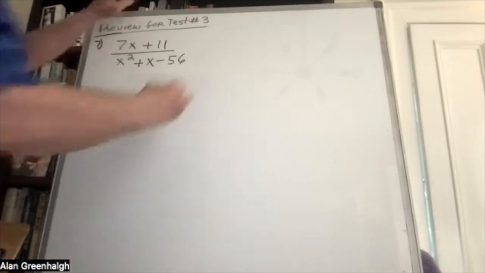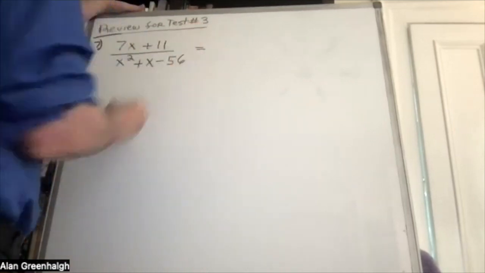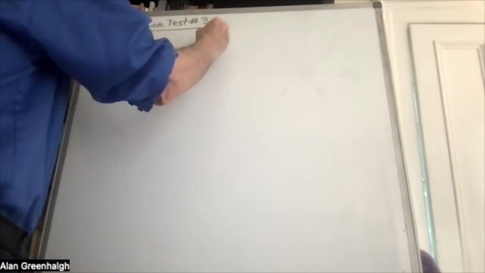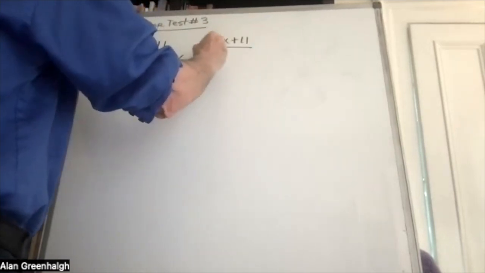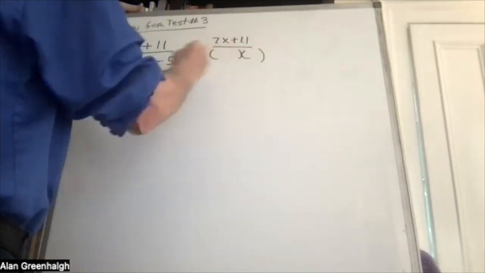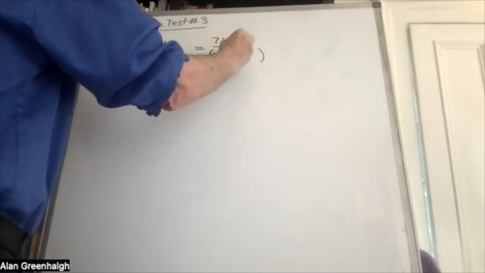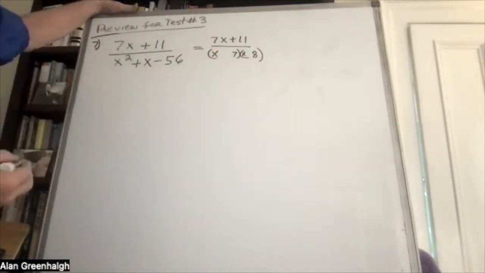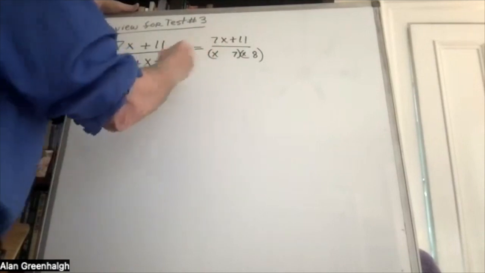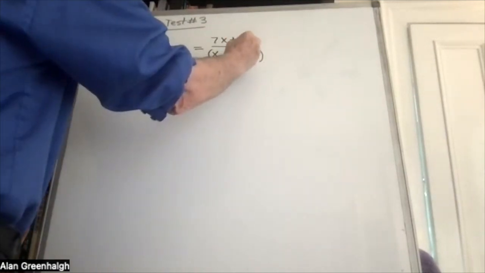Step 1. Again, factor. Step 1 always seems to be to do the factoring if factoring is part of the problem. See, in the previous problem, factoring wasn't part of the problem. Here, of course, it is. That's a positive, that's a negative.